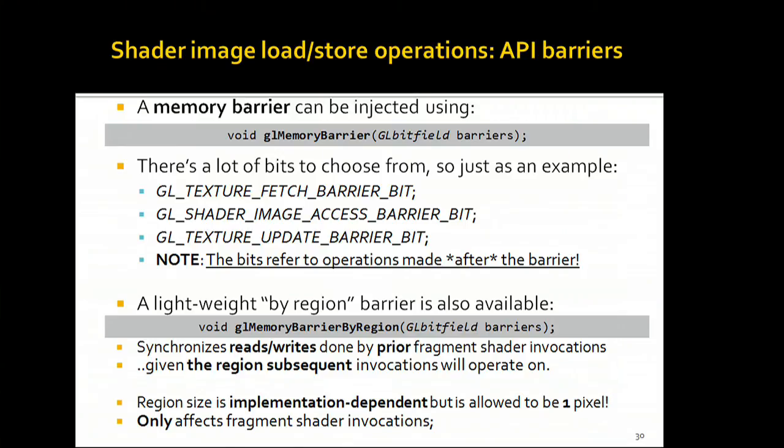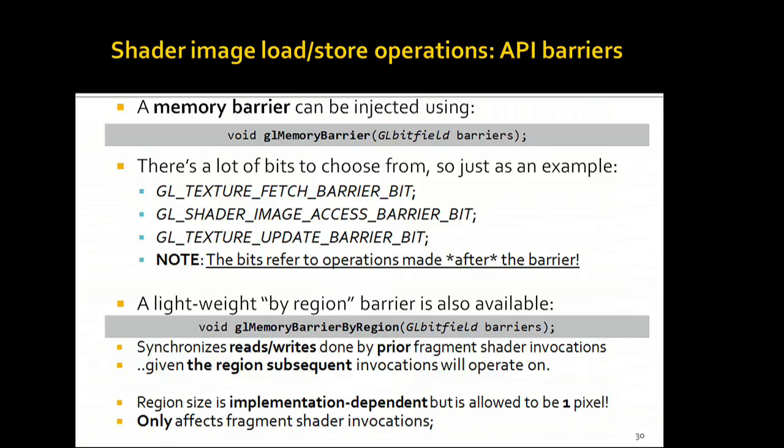I don't really have time, so I cannot really discuss the other 2 bits, but this is all specified in the spec. This is something totally new, not available in OpenGL, so I'd like to talk for a minute about that. This is a lightweight by-region barrier, which synchronizes read-write operations done by prior fragment shader invocations, given the region subsequent invocations will operate on.